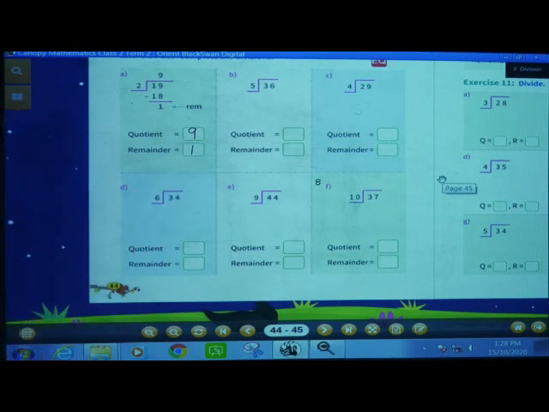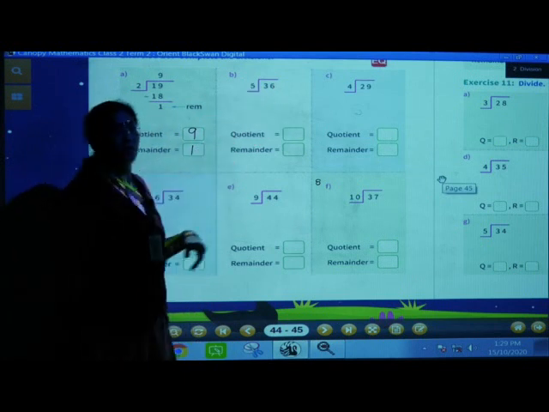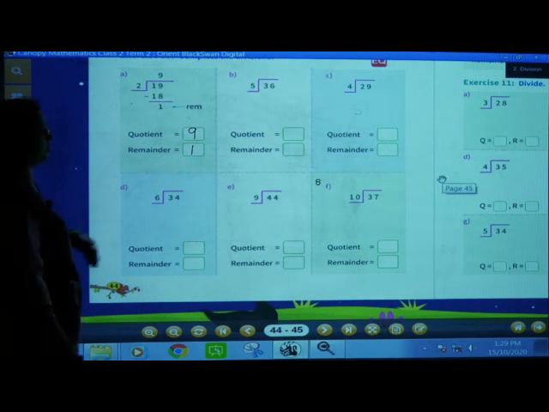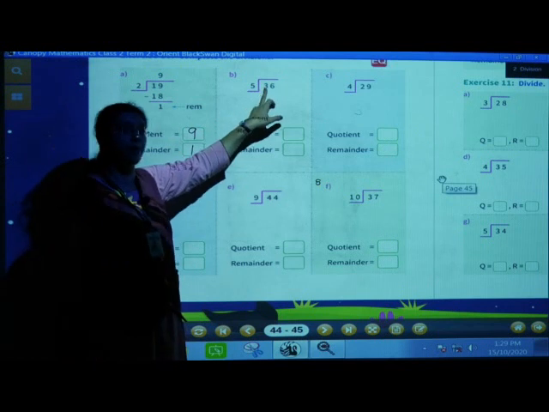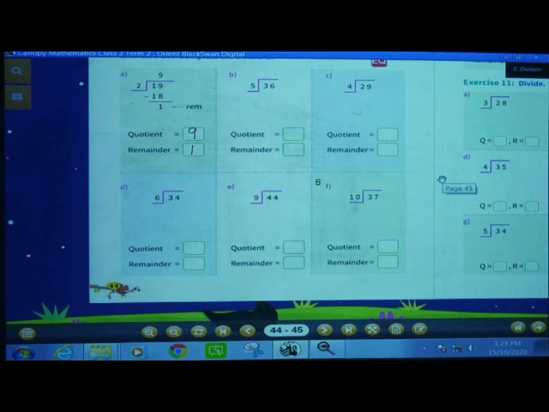B number, 36 divided by 5. Is 36 there in 5's table? No. Then we have to see a smaller number than 36. What is the smaller number than 36? 35. Okay.